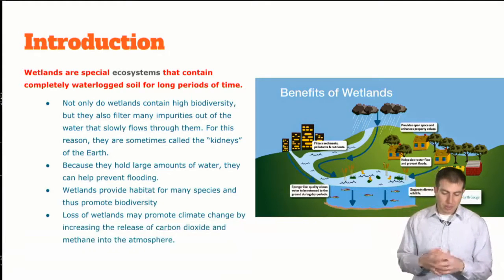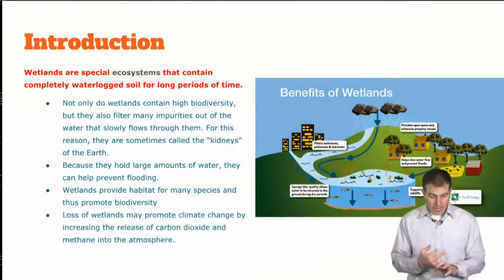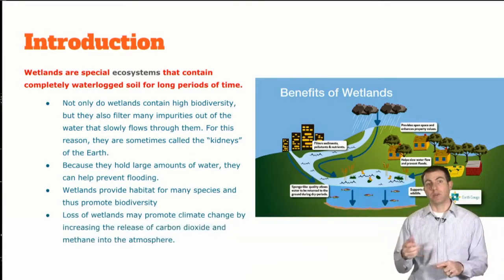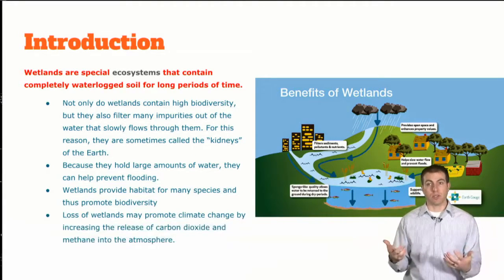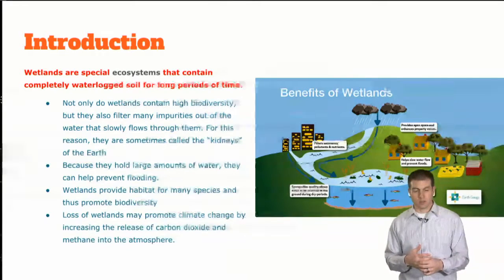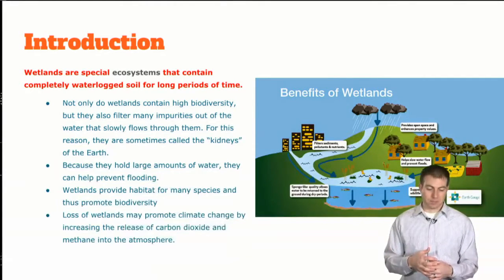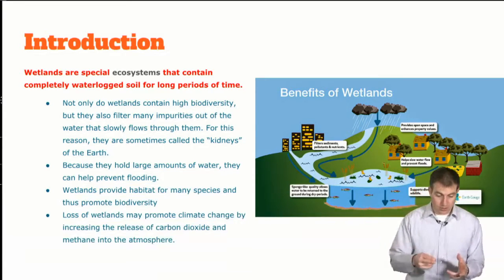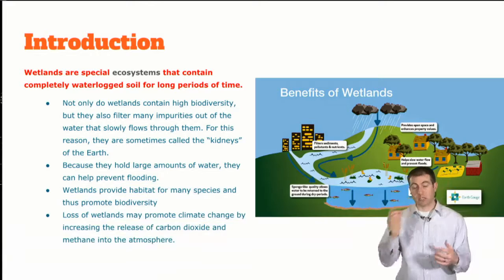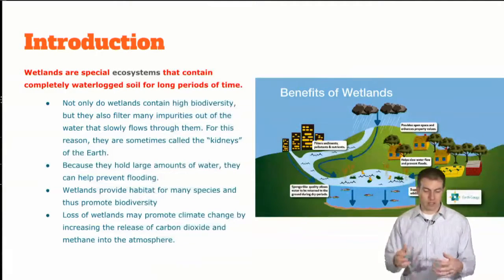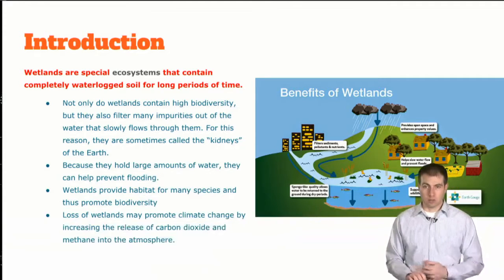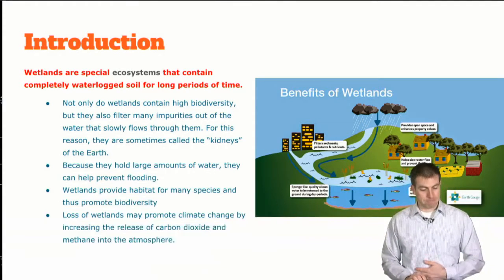They prevent flooding, they provide habitat, they hold large amounts of water, so in one respect they prevent floods from happening. And when it's dry, they prevent droughts because all that water is trapped in them and they constantly provide water. Did I say animals grow in the soil? Plants and animals grow in the soil?